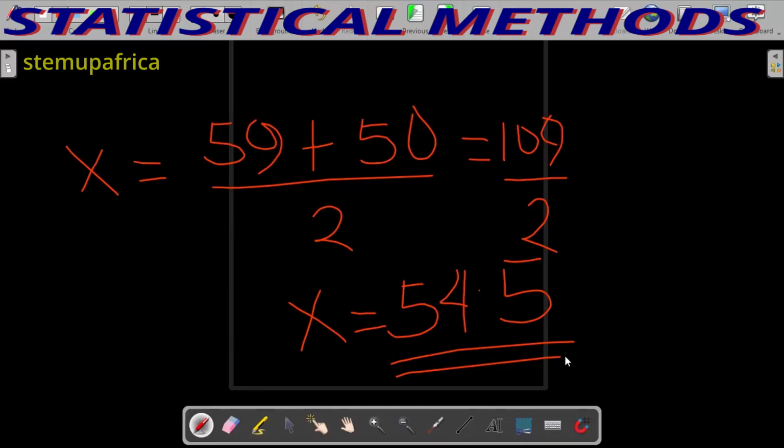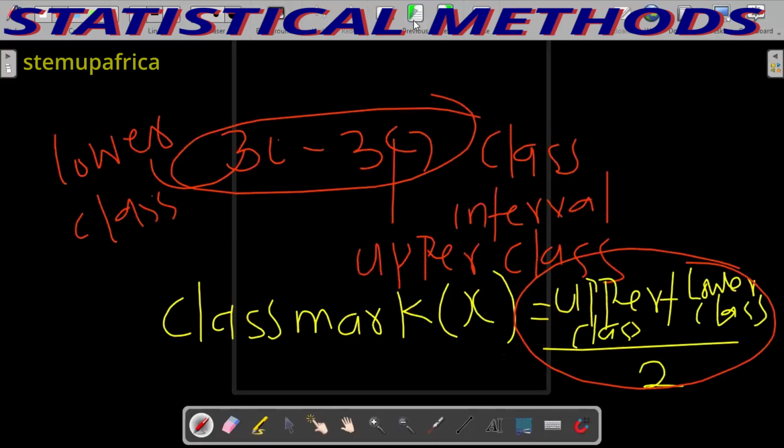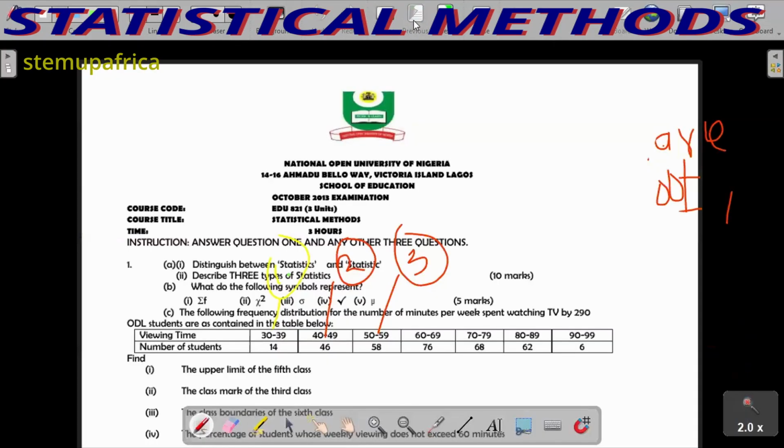So I believe it's understood. If you want to find your class mark, you add upper class plus lower class, you divide it by 2. It depends on the class mark they are asking of. Like they're asking for the third class, so I will start counting from the beginning to get the third. The third is 50 to 59. Divided by 2, that will give us 54.5.